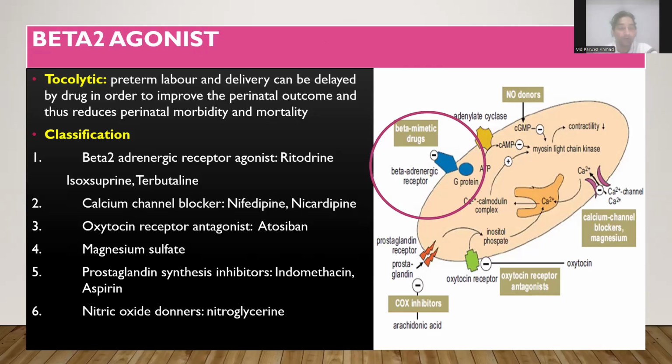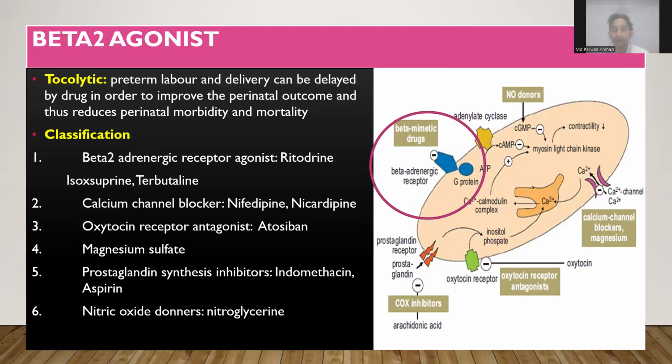Now, next one is the oxytocin receptor antagonist. We know that oxytocin is responsible for the uterine contraction. That's why their antagonist we have used to prevent the uterine contraction. Now, next one is magnesium sulfate. Nowadays, magnesium sulfate is a drug of choice in case of preeclampsia and eclampsia for the prophylaxis as well as the treatment purpose. And it has additional fetal neuroprotection ability.